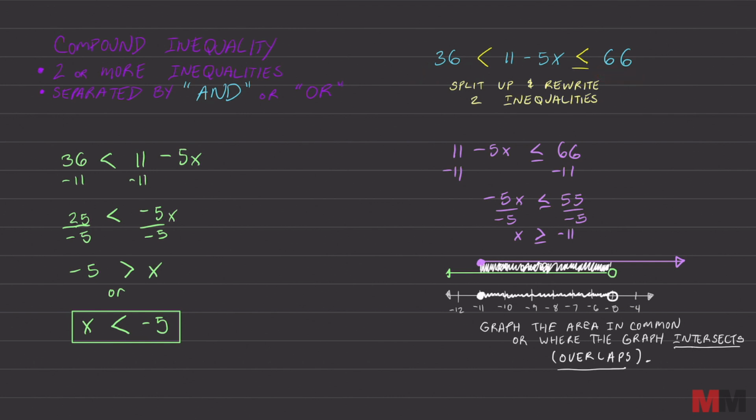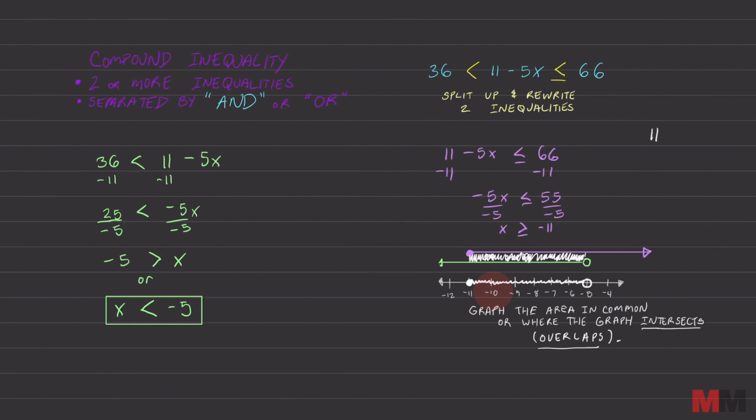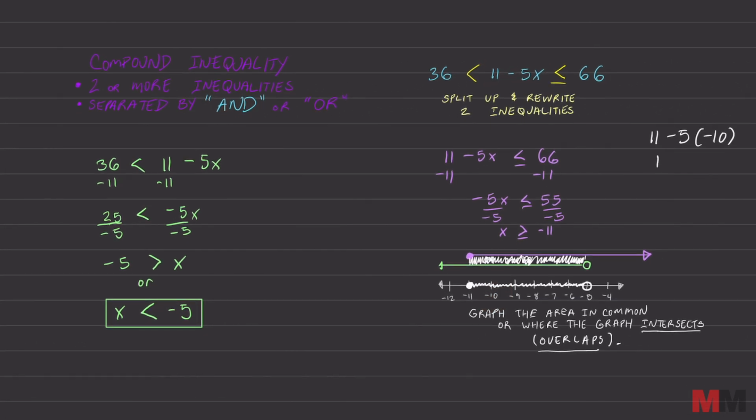So let's test that out. Let's just put one number in there in our solution set. Let's put negative 10. That's easy to plug in. 11 minus 5 times negative 10. And this is how you check your answer once again. Plug it into that expression. I'll get 11 plus 50, which is going to get you 61.